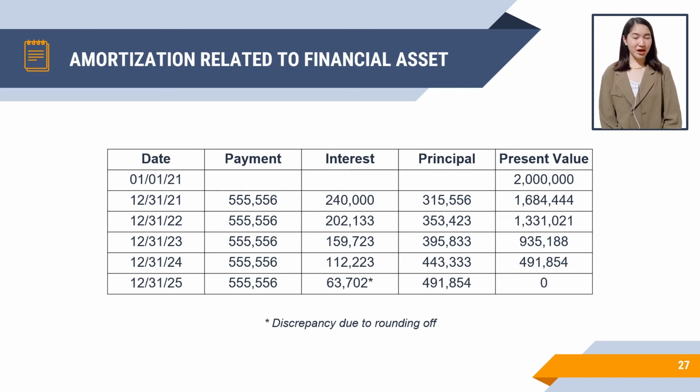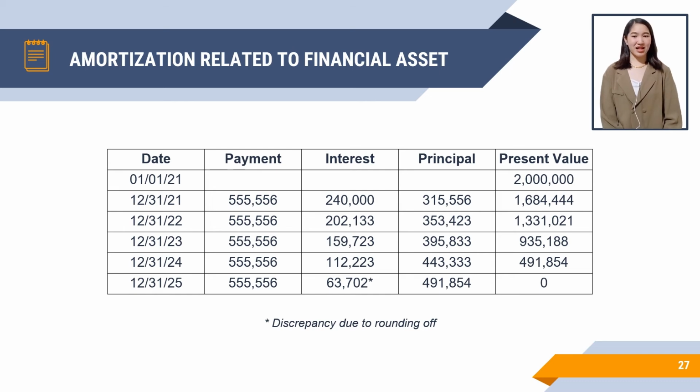So, ayun nga, nababayaran siya ng 555 and 556 pesos on December 31, 2021. At yung amount na yon, binubuo siya ng interest and principal. For interest, 240,000 siya, which is the 12% of the present value of the financial asset na 2 million. Then, yung principal is the difference between the payment and the interest.